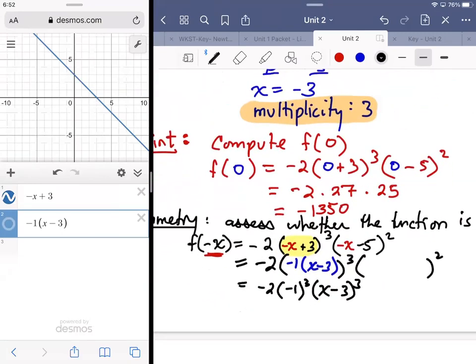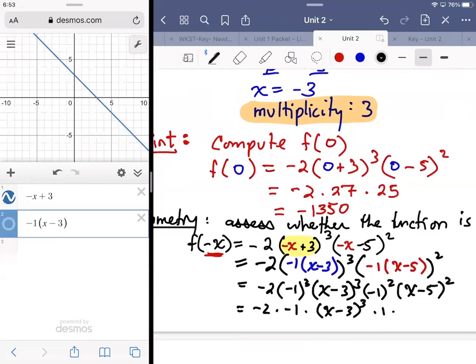So I can write that as negative 1 times x minus 5, which in turn would become, if I take that negative 1 and square it, negative 1 squared and x minus 5 squared. All right, so I'm looking at what I have here. That negative 2 is still a negative 2. Negative 1 cubed is negative 1. I got x minus 3 cubed. Negative 1 squared is a positive 1. And x minus 5 squared stays put.